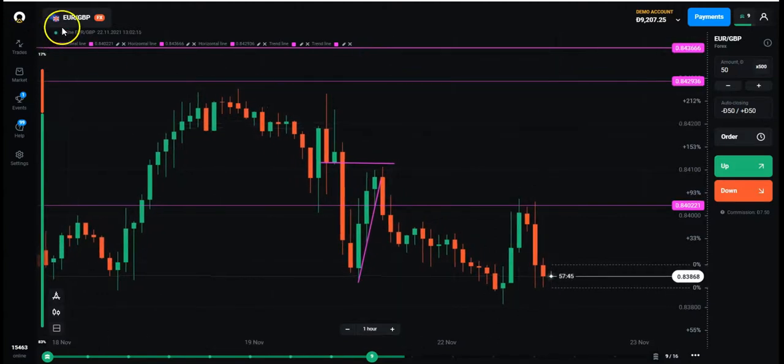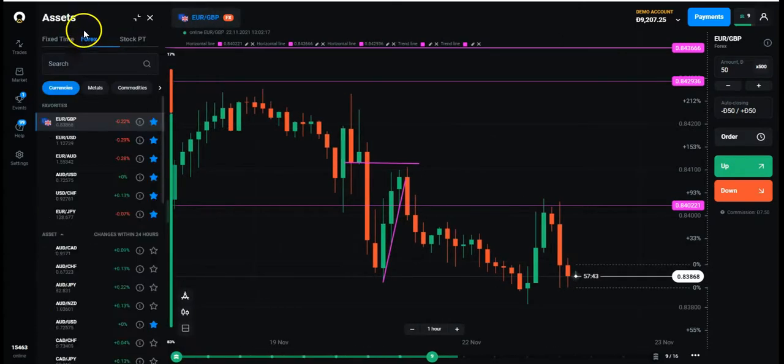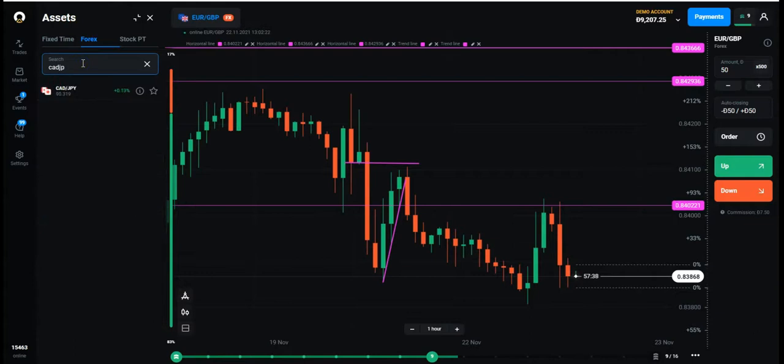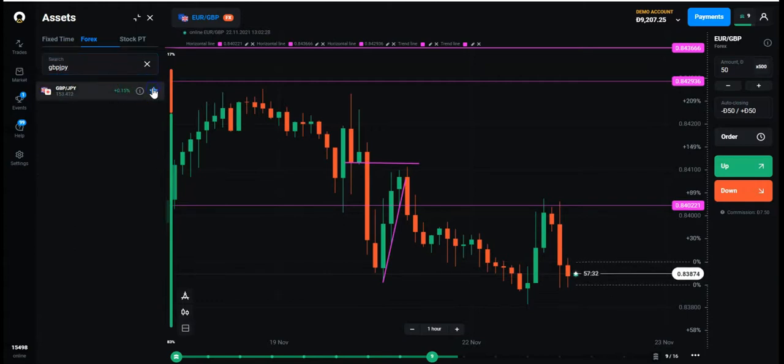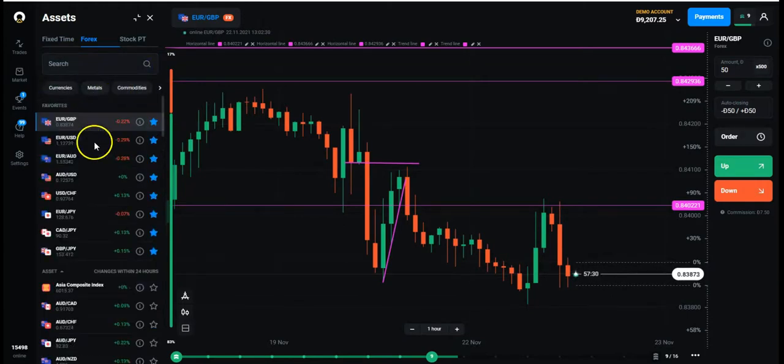Let's see if we've got anything high probability. So I have identified the CAD yen, let's put that in, and the pound yen. Okay, so let's look first of all at the CAD yen.